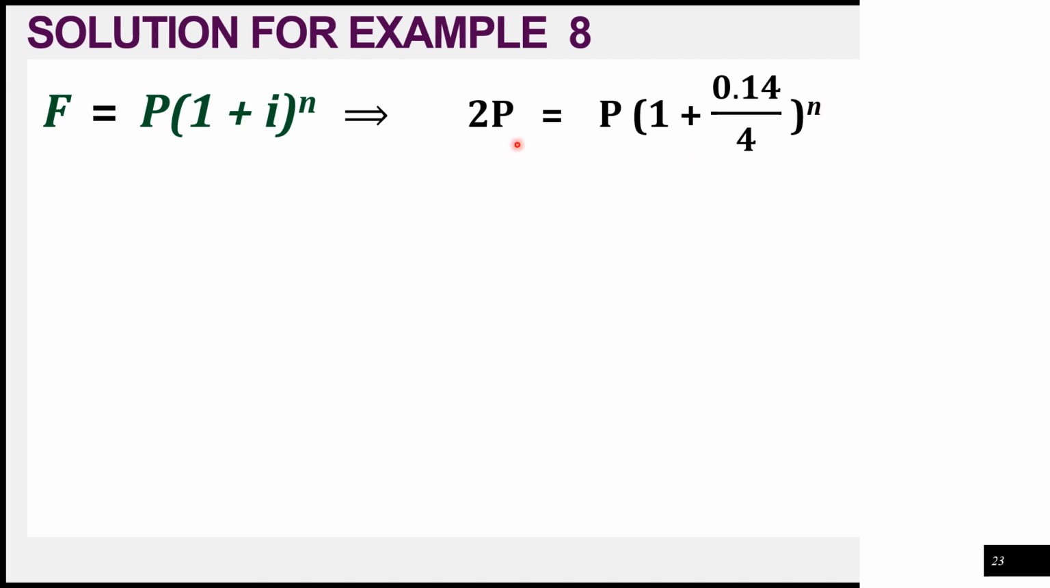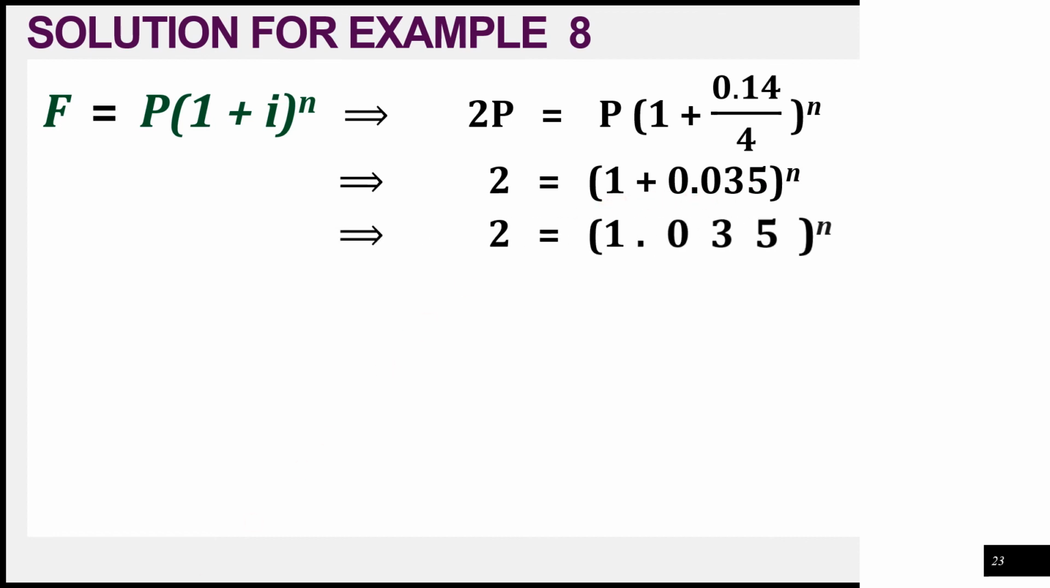Then, this quantity is raised to the power of n. Now, to simplify this one, we are going to divide 2P and P by this one. We have 2P divided by P equals 2. Then we have the equal sign. P divided by P is 1. We don't have to write 1 anymore, so we proceeded with this one. We have the quantity of 1 plus 0.14 divided by 4 is 0.035 raised to the power of n. Then we add 1 and 0.035, then we get 2 equals 1.035 raised to the power of n.